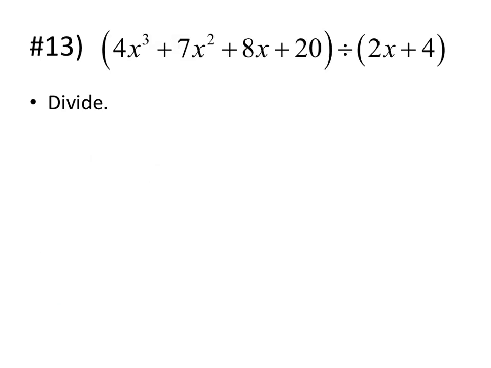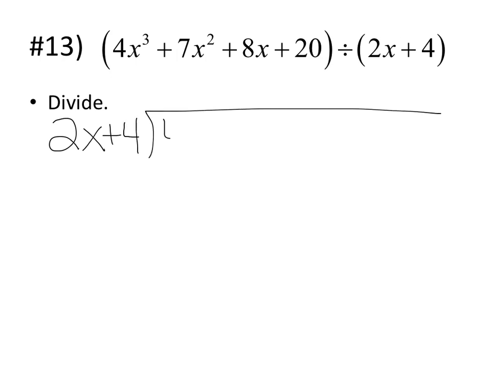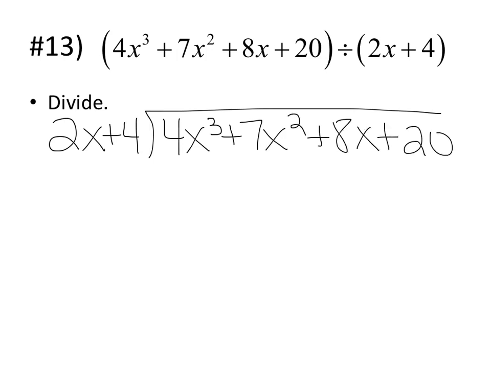All right, here we go again. So we have 2x plus 4 dividing into 4x cubed plus 7x squared plus 8x plus 20. Okay, so the first thing we're going to do again, first into first: 2x times what gives me 4x cubed? That's going to be 2x squared. So line up your squareds. Oh, first, make sure you're in descending order. 3, 2, 1, 0. We're good there.